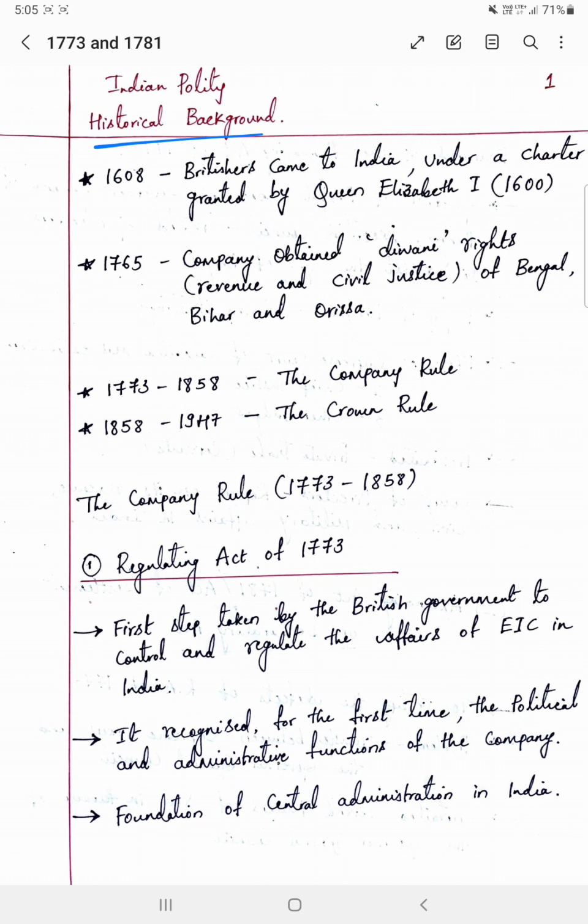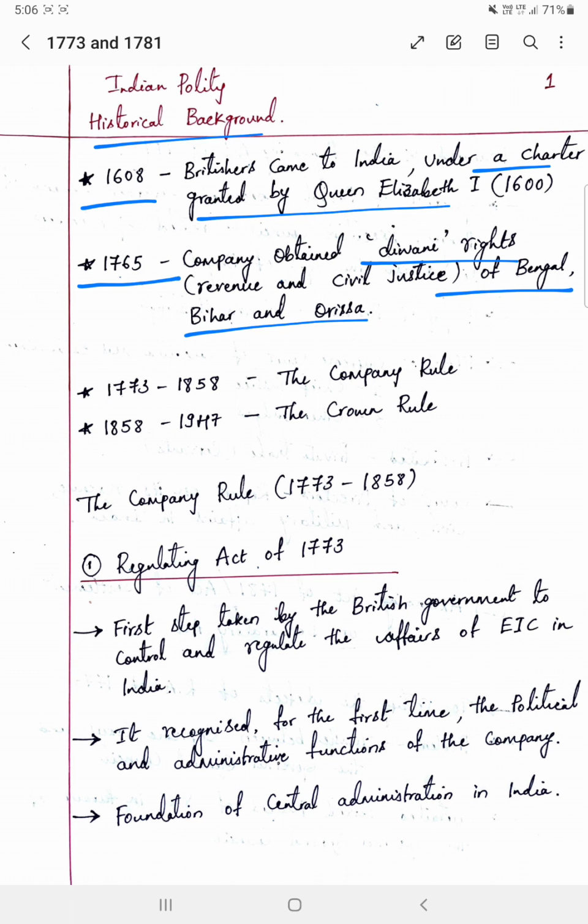So, while reading modern history, we all know how Britishers came to India. In the year 1608, Britishers came to India as traders under a charter act granted by Queen Elizabeth in the year 1600. But by the year 1765, the company was so powerful that it obtained Diwani rights, revenue and civil justice rights of three important provinces of India, which were Bengal, Bihar, and Orissa.